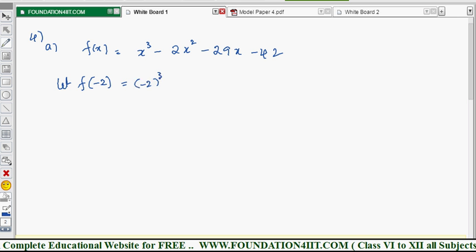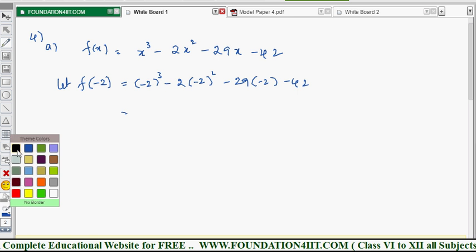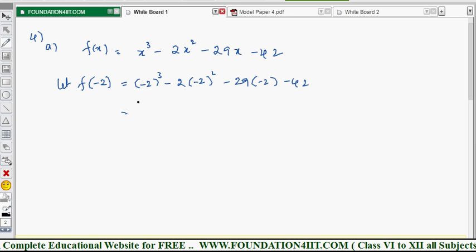Just substitute minus 2 in the place of x. So minus 2 cube, minus 2 into minus 2 square, minus 29 into minus 2, minus 42. Everything is negative, so you should take the negative number. Then we will simplify this. Minus 2 power 3 is minus 8. Minus 2 square is 4 and 4 into minus 2 is minus 8 again. Now minus 29 into minus 2 is plus 58, and minus 42. Minus 8 minus 8 minus 42 is minus 58. Minus 58 plus 58, then the value is 0, right? So we got the 0.